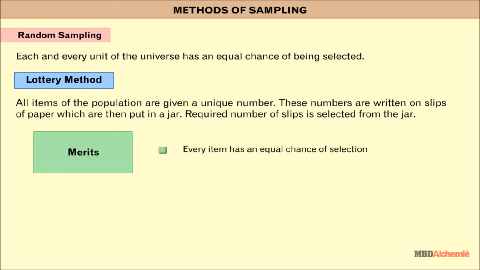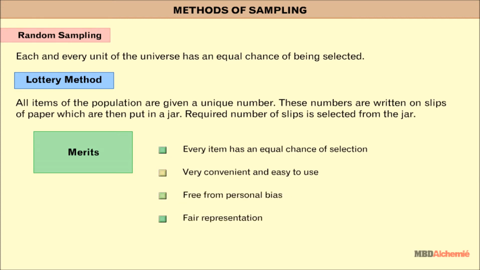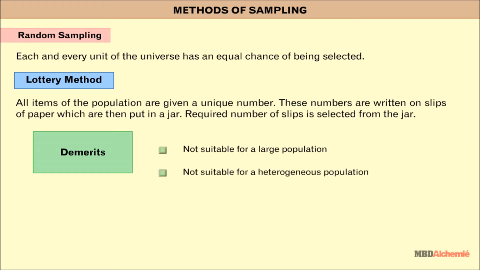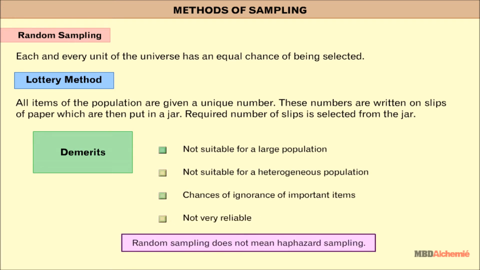Merits. Every item has an equal chance of selection. Very convenient and easy to use. Free from personal bias. Fair representation. Demerits. Not suitable for a large population. Not suitable for a heterogeneous population. Chances of ignorance of important items and not very reliable.